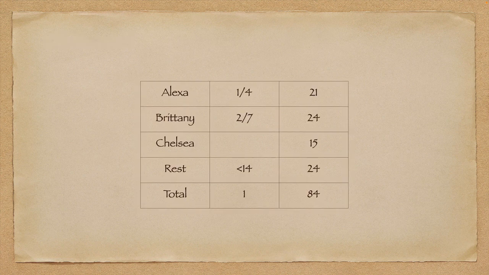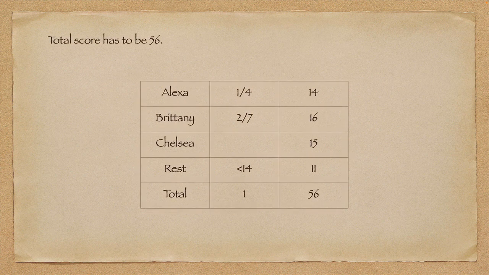Now let's think about what happens if the score was 84. In this case, Alexa would be 21, Brittany 28, Chelsea 15, and the rest of them would be 20. And you know there that it's violating the condition that all of them put together did not score more than 14. So therefore, we can finalize that the answer has to be 56. In which case, the remaining 7 team members together would have scored 7, which is less than 14, and all the conditions are satisfied.